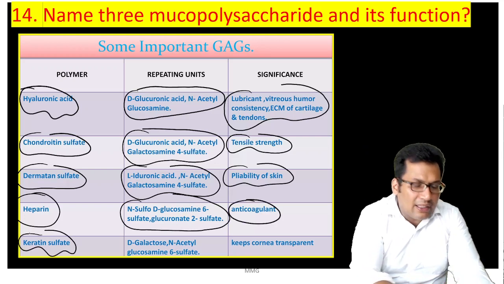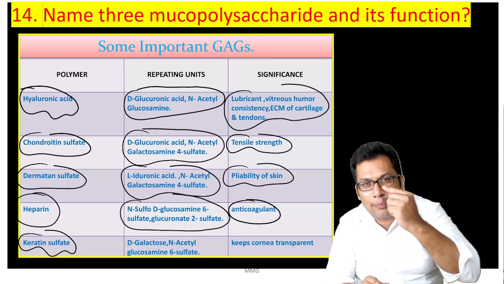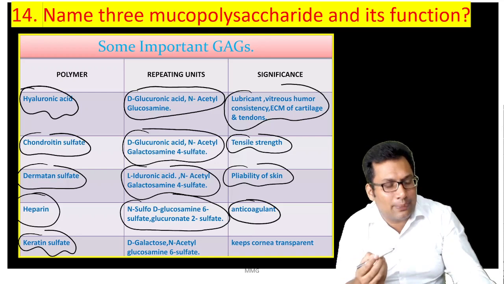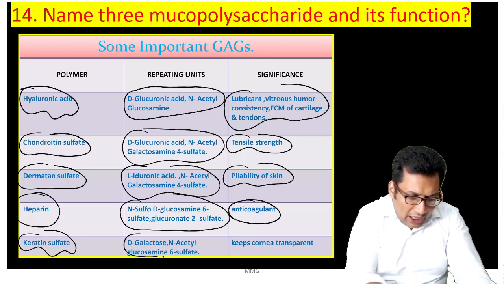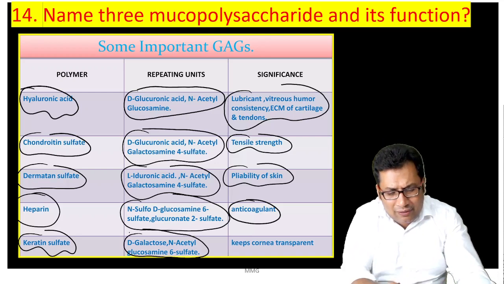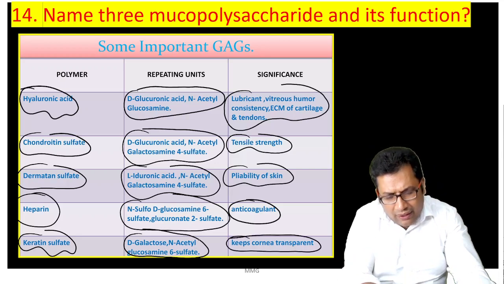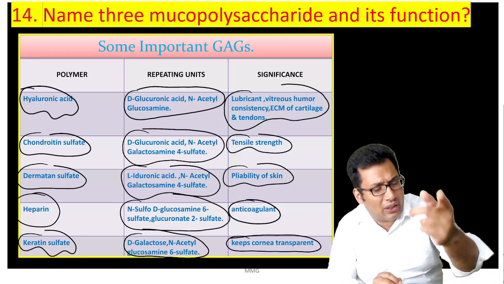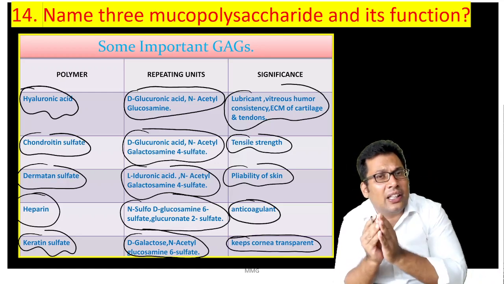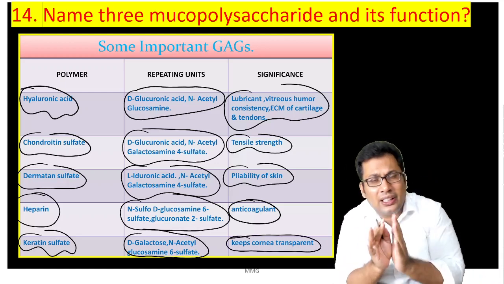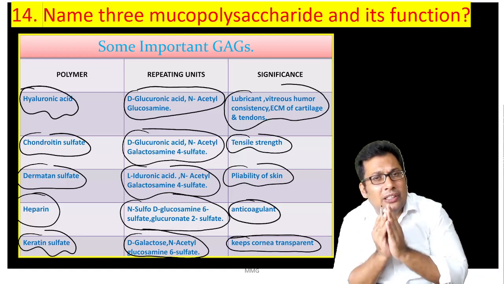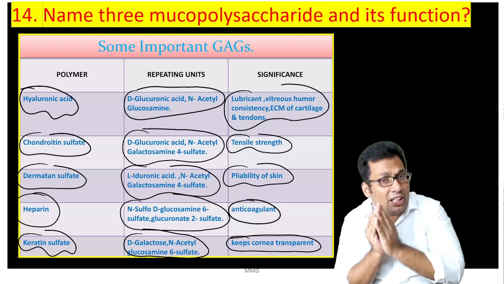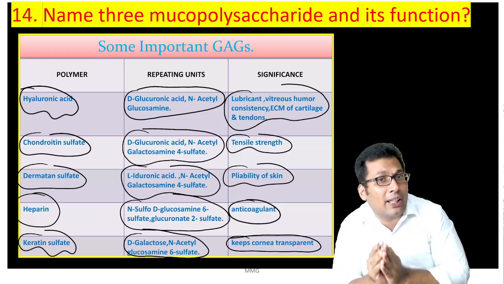Last one, keratan sulfate. Remember, keratan sulfate is present in your cornea, because it leads to transparency of the cornea. It is made up of D-galactose and N-acetyl glucosamine 6-sulfate, and keeps your cornea transparent. In the cornea, keratan sulfate. In the joint, hyaluronic acid. Heparin is an anticoagulant. If you write 3 important functions, you will get 3 out of 3. But if it is asked as a 5 marks question, you need to add some applied biochemistry.